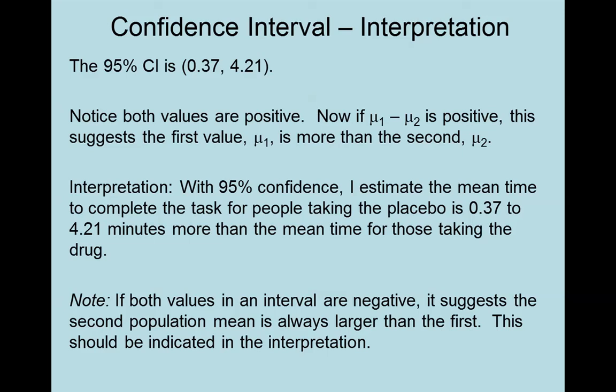Just a quick note, if both values in an interval were negative, that would tell you the second population mean is larger than the first by the absolute values, or just the magnitude part of the number, and you would write that in the interpretation. So you don't want to include negative numbers in interpretations.